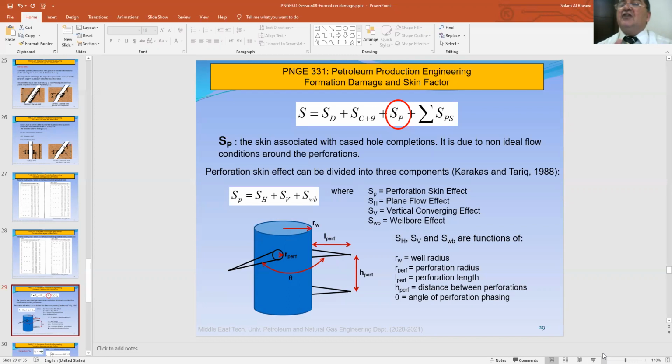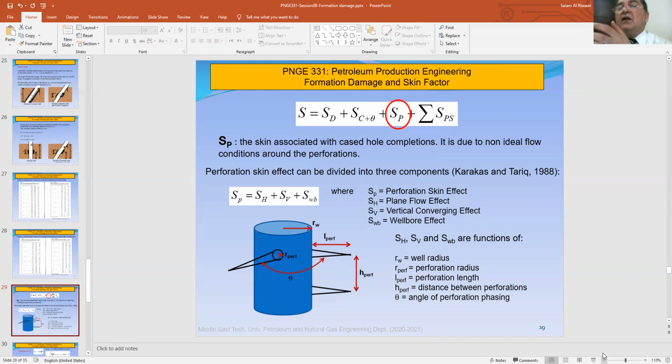What will be the distance? I'm talking about the vertical distance between the perforations. Okay, what will be the phase angle, the perforation density? See what I'm saying? All of these parameters should be considered when we design our perforation system, because they really have some impact on the pressure drop. They really have some impact on the damage caused to the porous media outside the tunnels.